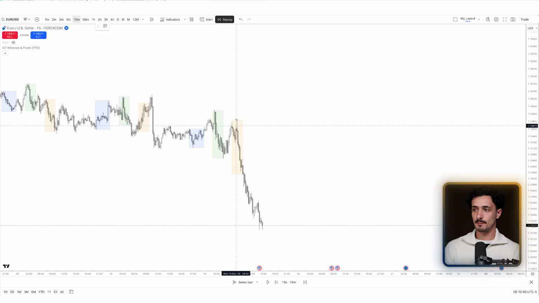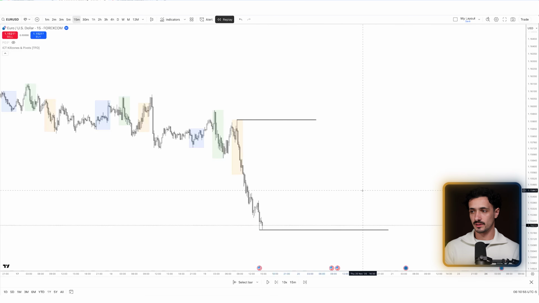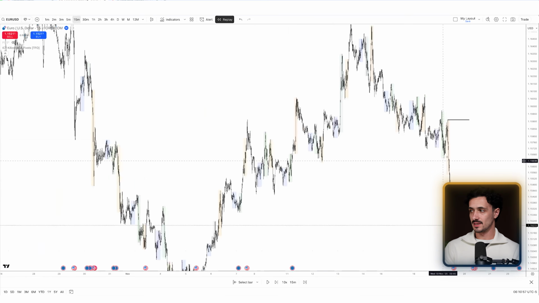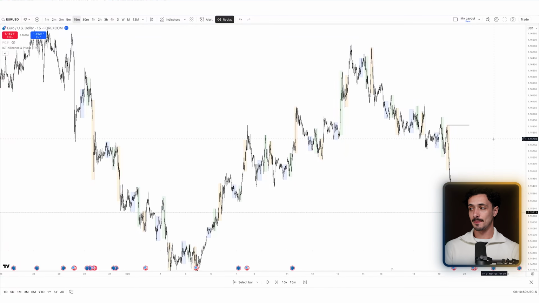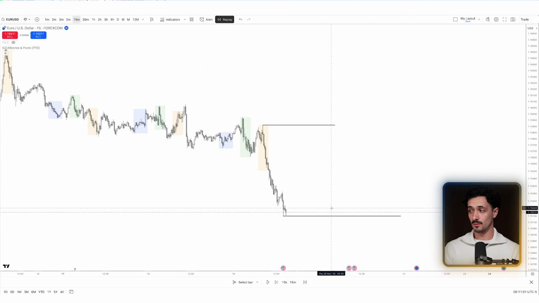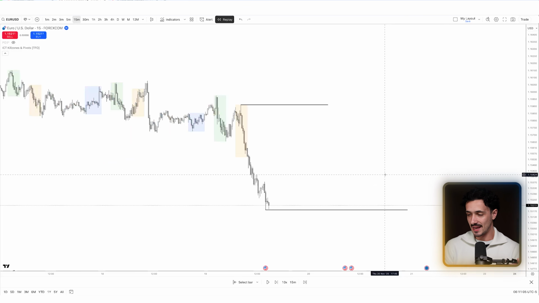The only thing that matters, this is why market structure is also just amazing, because you forget about all of the other BS, all of the other noise. The only thing that matters on this entire chart is what's happening between this high and this low. That's it. That's how simple trading can be.